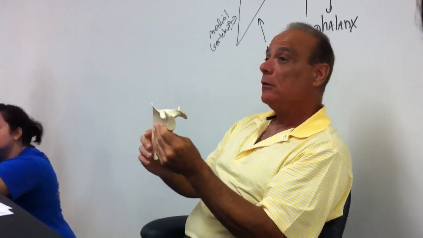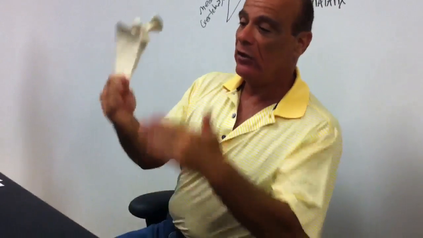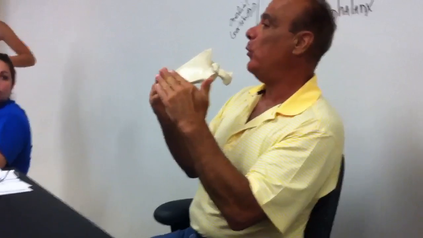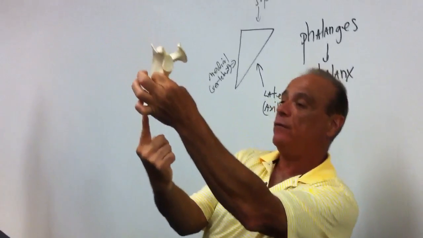Yes? Okay. This bone has two angles. Two angles. An angle is where two bones come together to form a point sometimes. It has other purposes too. It has a superior angle, and it has an inferior angle.